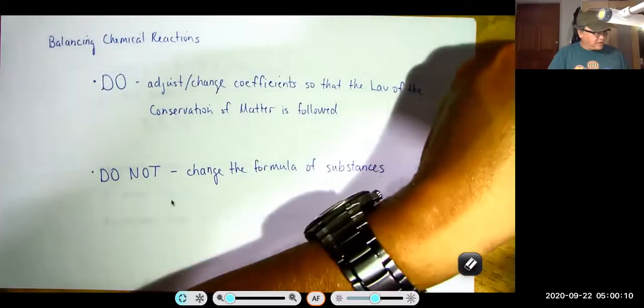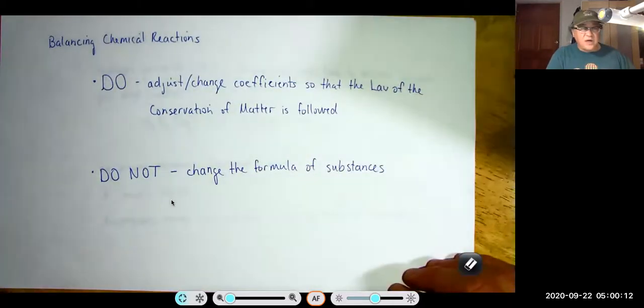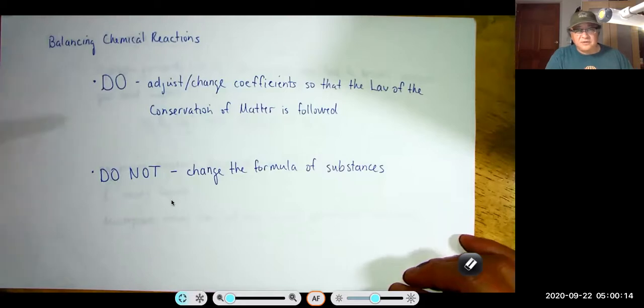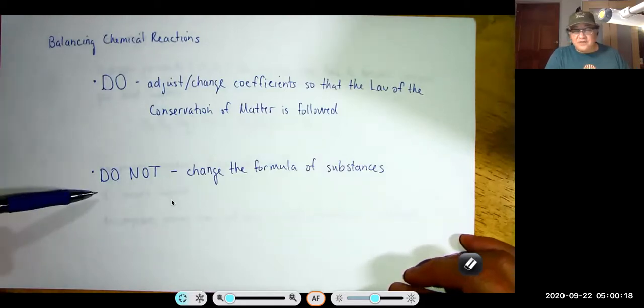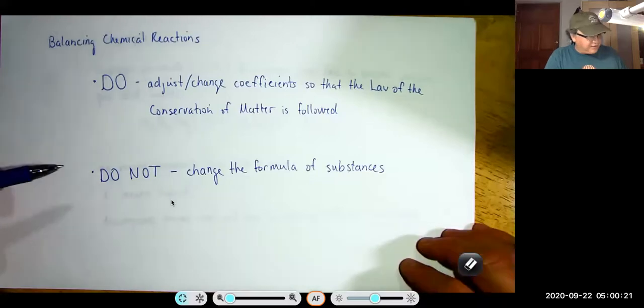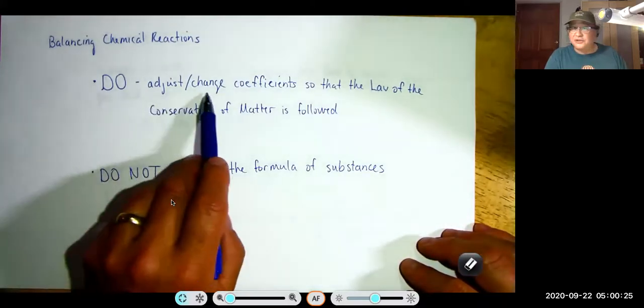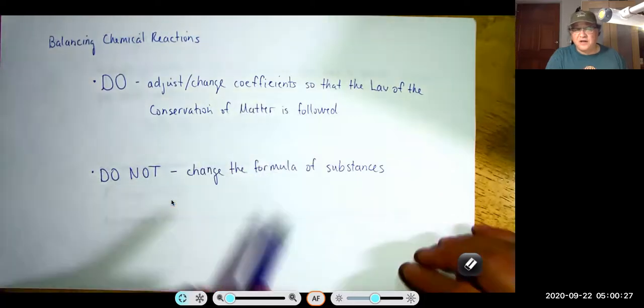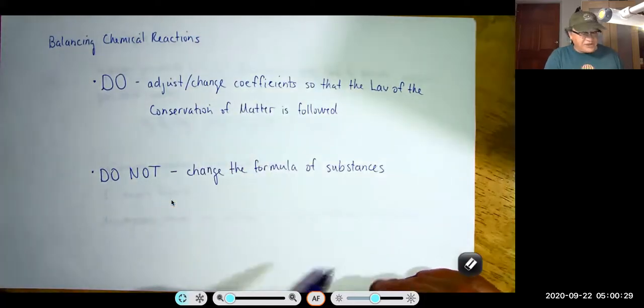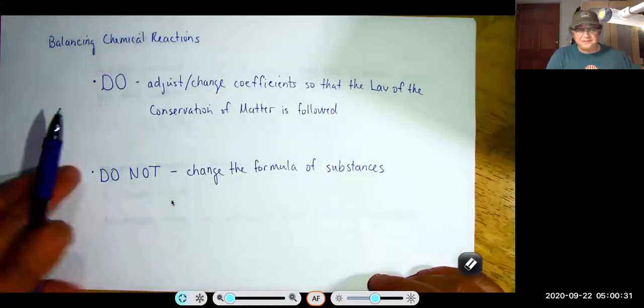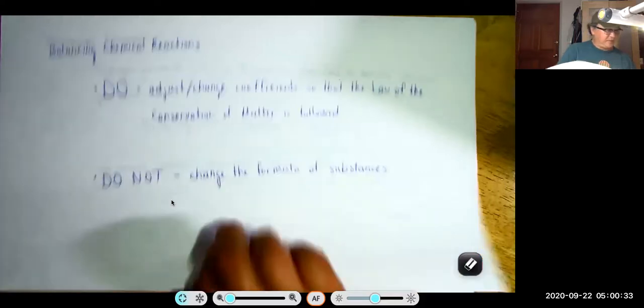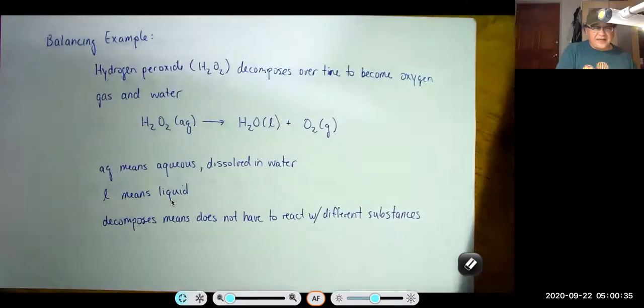So, there is one rule for balancing chemical reactions, and there's one rule for not balancing chemical reactions. Here is the do. Do adjust or change coefficients so that the law of the conservation of matter is followed. Do not change the formula of substances. So let's look at balancing a chemical reaction.